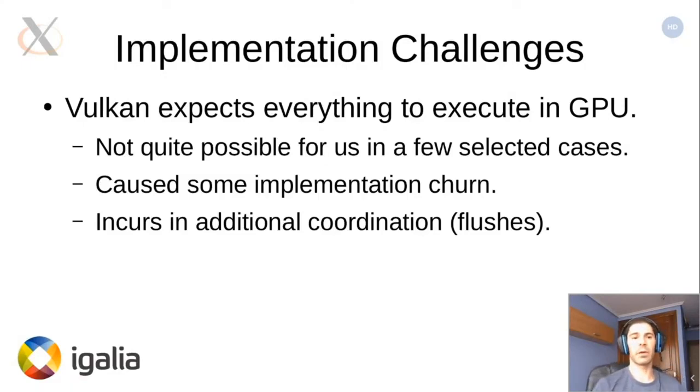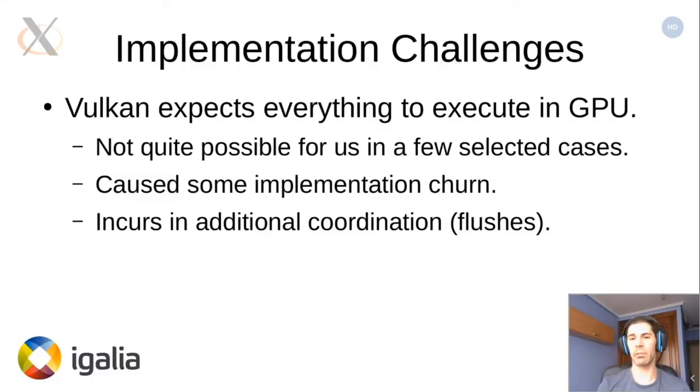So one of them is, of course, Vulkan expects that everything that you do is going to execute in the GPU. The idea is that you have this command buffer in which you record all your rendering commands. Then you submit that to a GPU queue. And then when that's done, the GPU will signal your host CPU using fences, for example. And all this works really well for us as well, of course, but there are very few selected cases where there were specific things that we needed to do in the CPU because our GPU just didn't work like that.